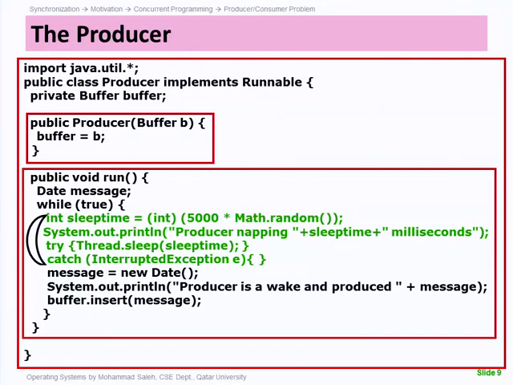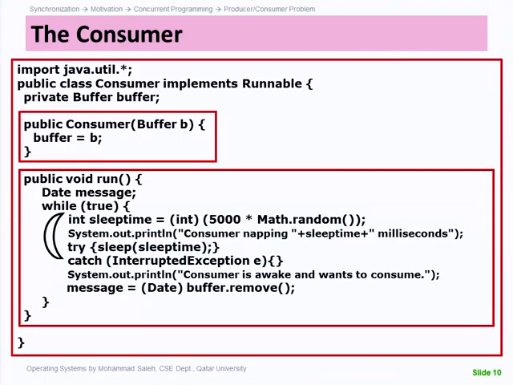The consumer, on the other hand, does something similar. It receives an object of type buffer, and it does the sleeping, which is the time needed to consume. And then it does what? The actual receiving of the object. That is by calling remove, the method remove from the buffer object. So buffer.remove, and what we're removing is a date object, so we can cast it back to a date object and do whatever we want to do with it.